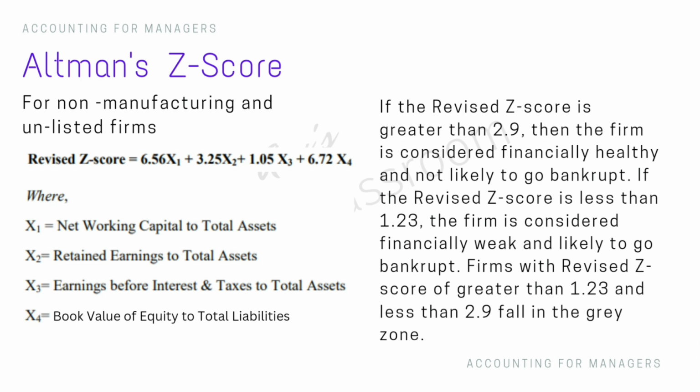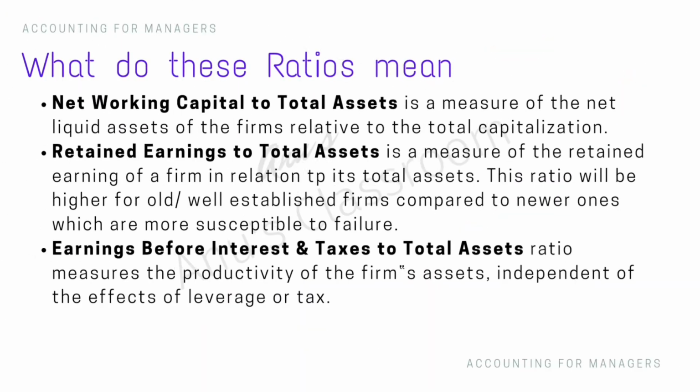In this, if the score is greater than 2.9, then the firm is financially healthy. If it is less than 1.23, then it is weak and likely to go bankrupt. Between 2.9 and 1.23, it is in the gray zone. Earlier for manufacturing firms, it was between 1.81 and 2.99, but over here, it is between 1.23 and 2.9. So that is the difference in the Altman Z-score values for manufacturing and non-manufacturing firms.